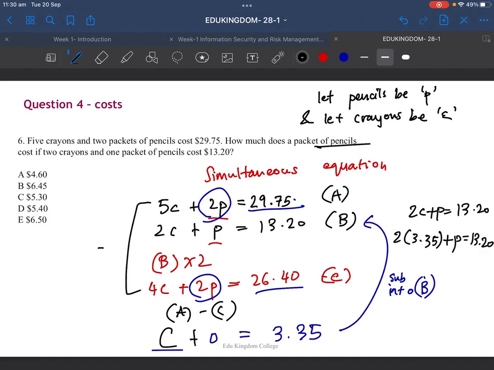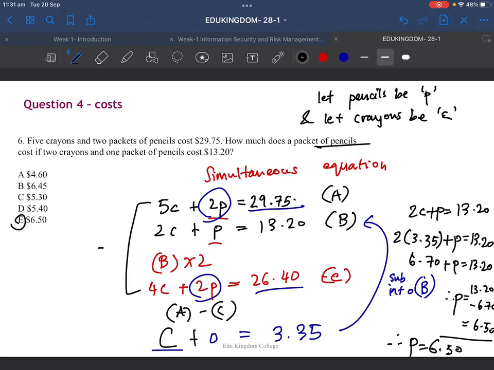Okay, then that means $6.70 plus P equals $13.20. Therefore, P is equal to, what's $13.20 minus $6.70? We do $13.20 minus $6.70. We get $6.50. Okay, and therefore we establish that P equals $6.50, or one packet of pencils costs $6.50. Okay, option E.